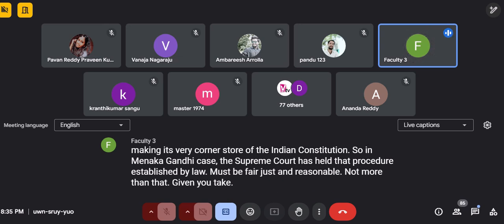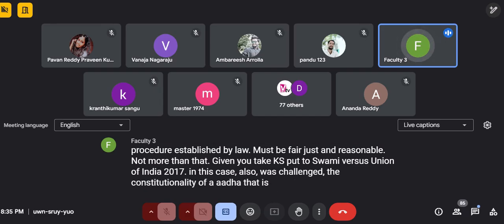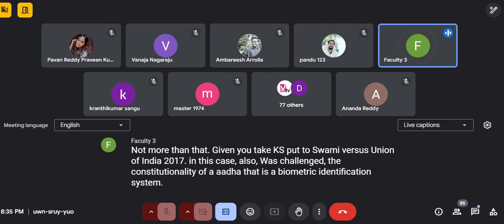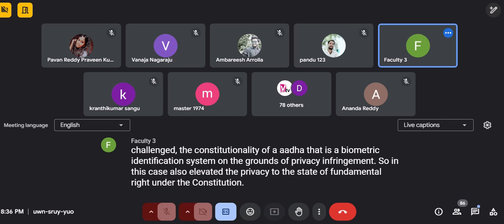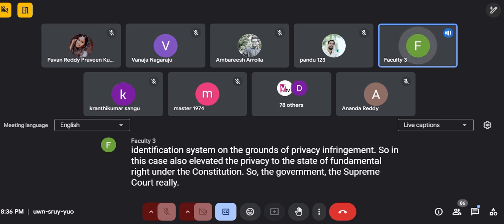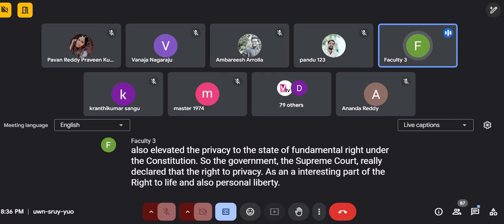Even take K.S. Puttaswamy versus Union of India, 2017. In this case, the constitutionality of Aadhaar, a biometric identification system, was challenged on the grounds of privacy infringement. This case elevated privacy to the status of a fundamental right under the constitution. The Supreme Court clearly declared that the right to privacy is an intrinsic part of the right to life and personal liberty under Article 21.